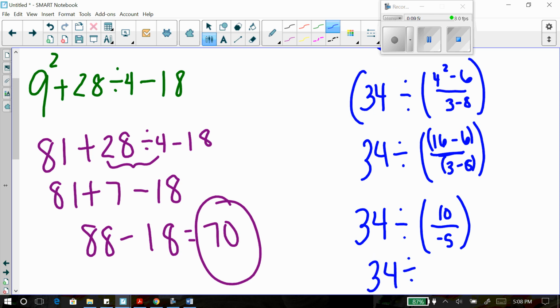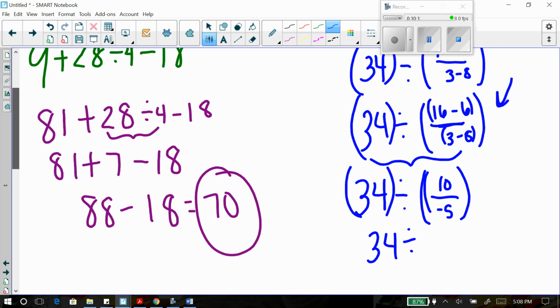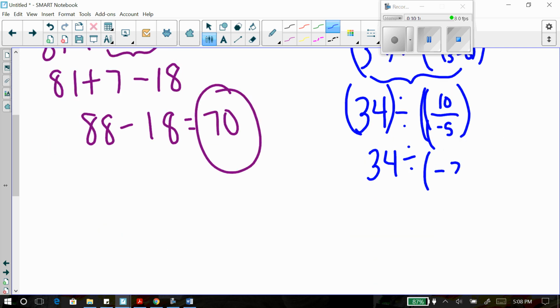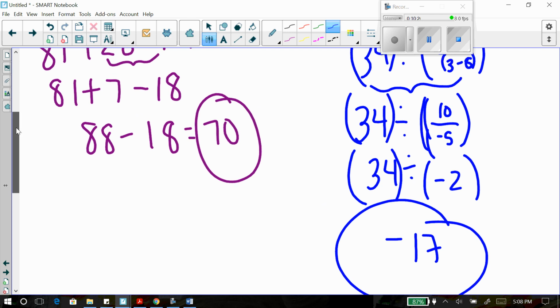So again, really, this can be written like this, which if we're doing order of operations, we have to take care of parentheses before we can divide. Oops. 10 divided by negative 5 is, oh my goodness gracious, negative 2. And now we can divide. 34 divided by negative 2, negative 17. So I quickly just want to recap that before I end this video.